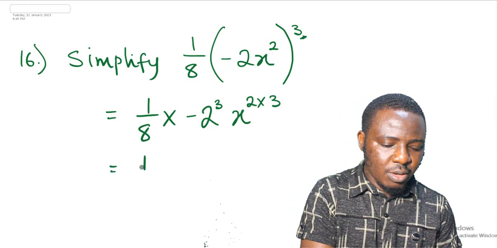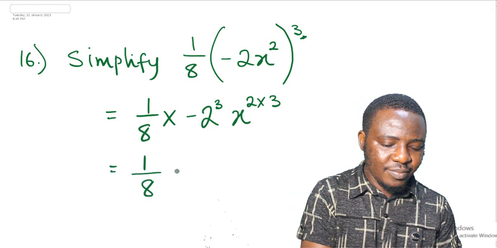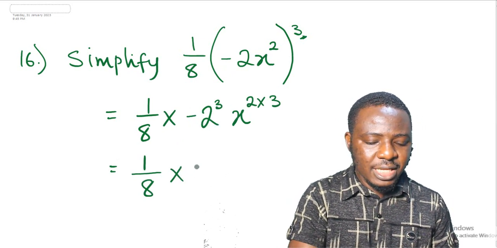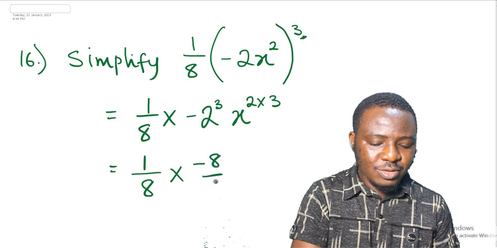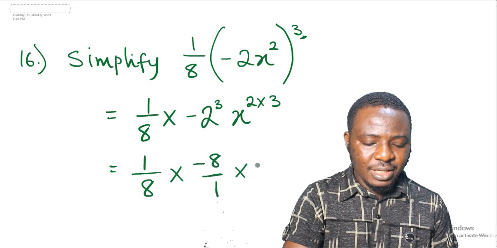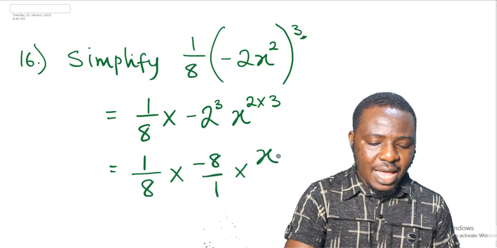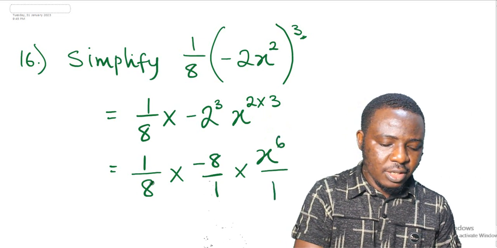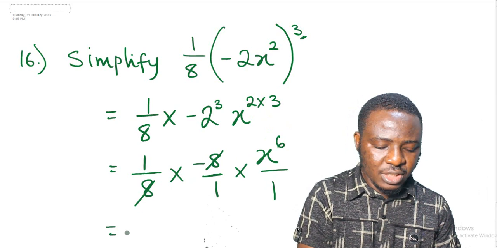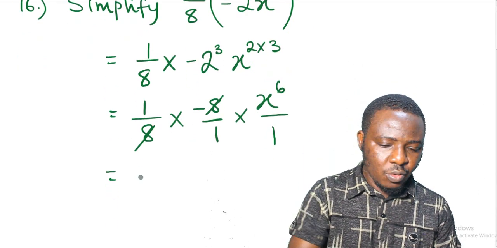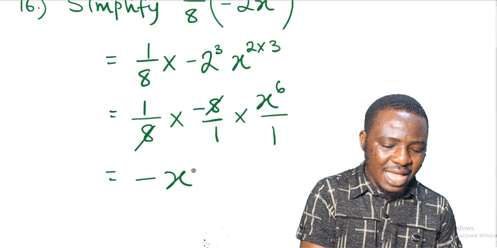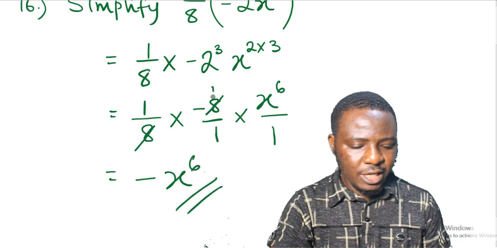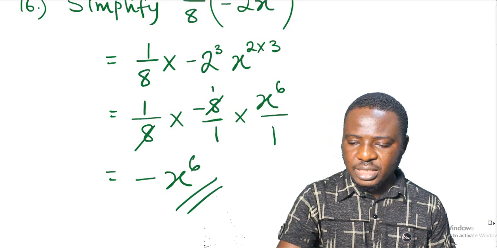So this becomes 1 over 8 times 2 cubed, which is 8. So this becomes minus 8 over 1 times x raised to the power 6 over 1. So when you simplify, this goes and you are left with minus x raised to the power of 6. The negative is still there, okay? So this is your answer.